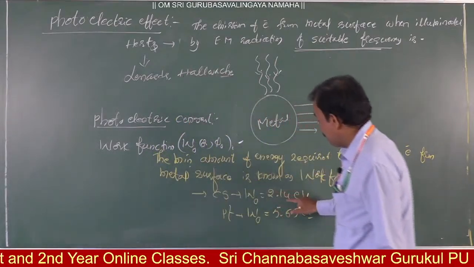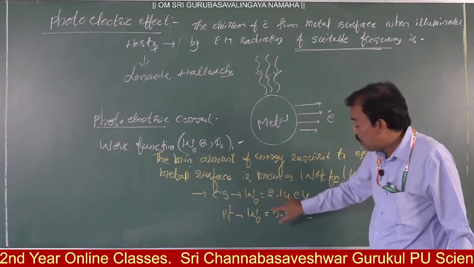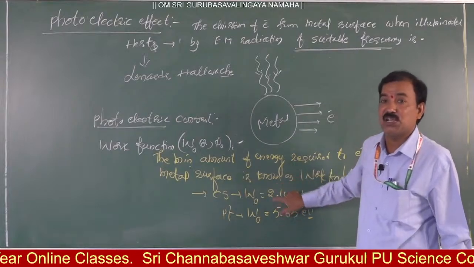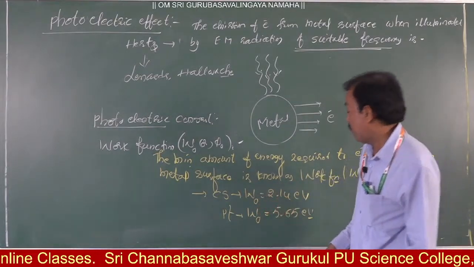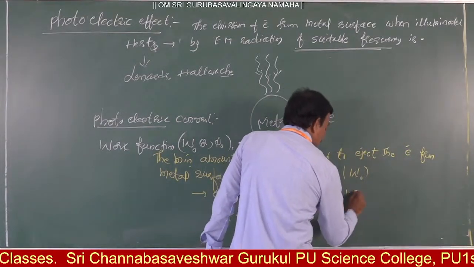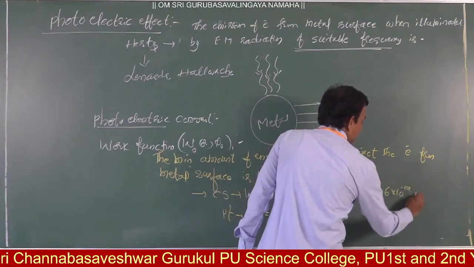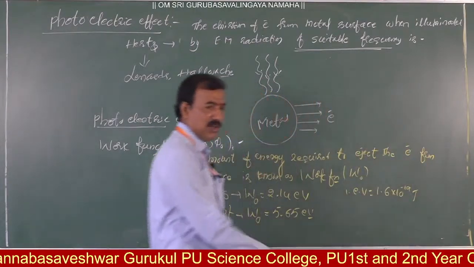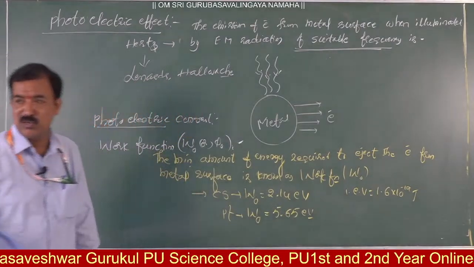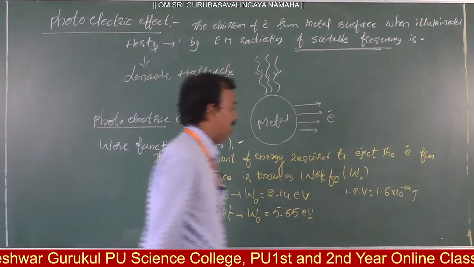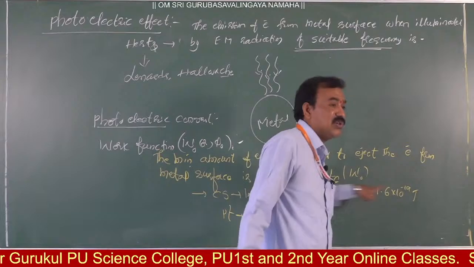The electron accelerated through a potential difference of 1 volt is known as an electron volt. So what is the relation? 1 electron volt is equal to 1.6 into 10 to the power of minus 19 joules. Generally, what is the unit of energy? Joules.